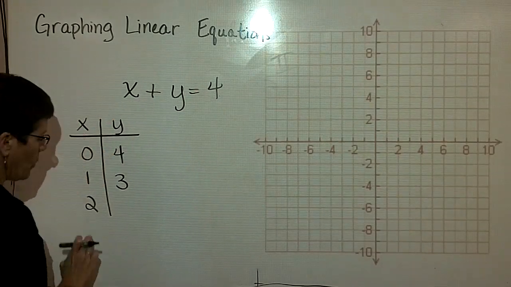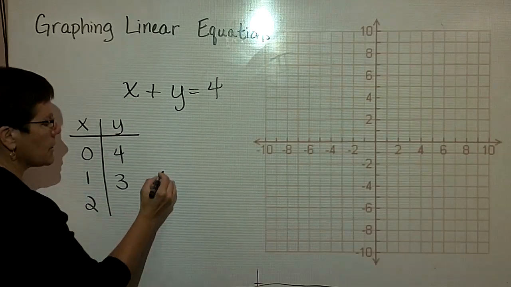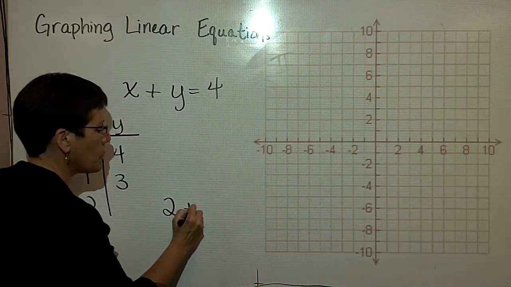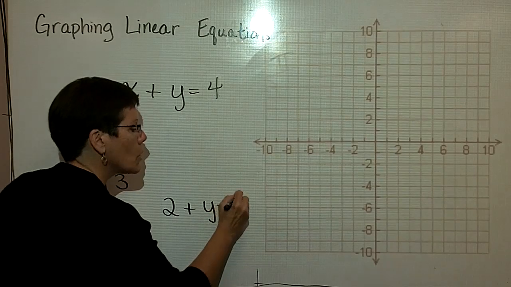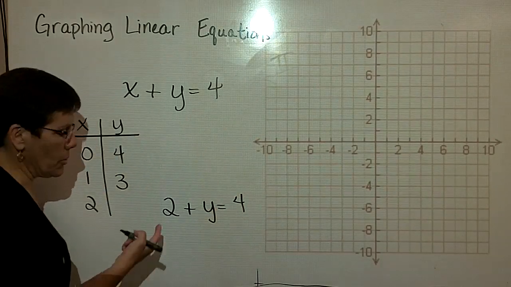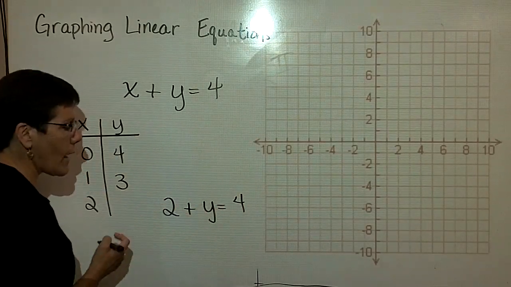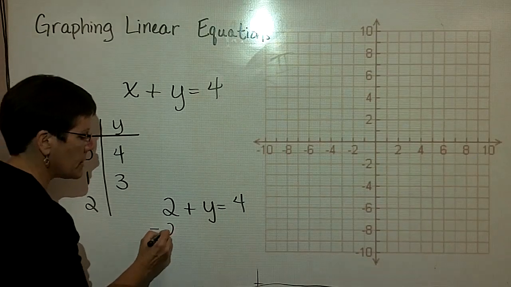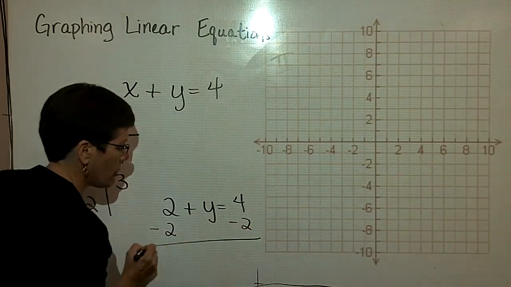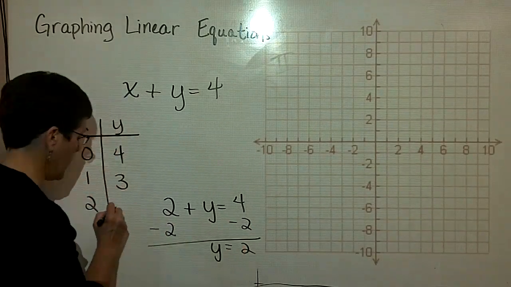And then finally, when I put in a 2 for x here, I have 2 plus what will give me 4? We know the answer to that is 2. 2 plus 2 is 4, so y's got to be 2. But if you didn't see that, you would subtract 2 from both sides and find out that y has got to be equal to 2.